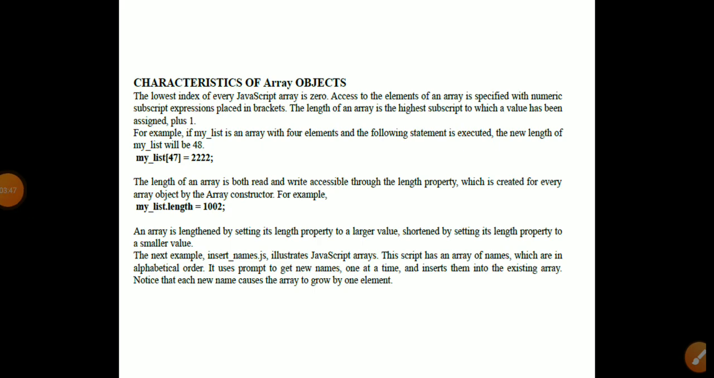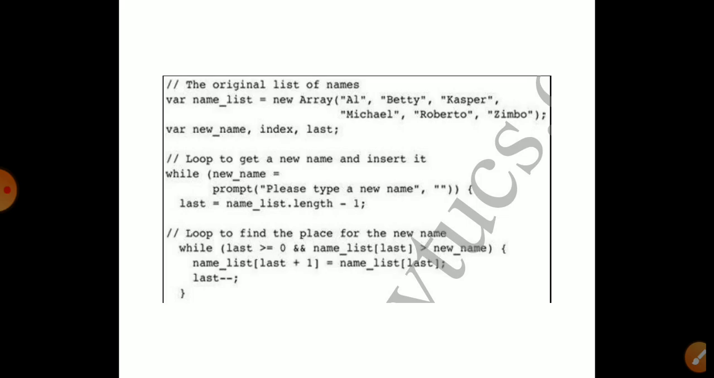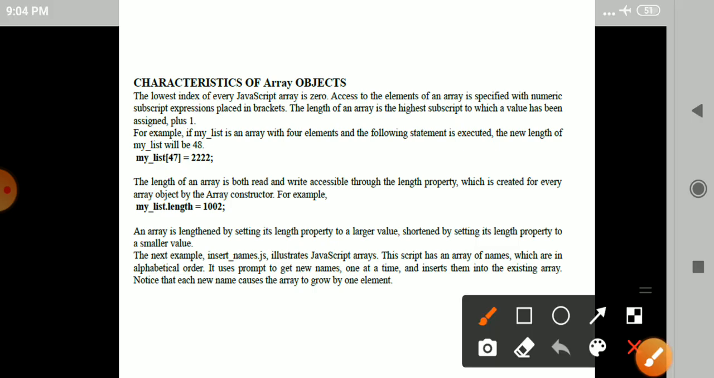Okay, so mainly the characteristics of an array: I can provide the index for it. You can check out here. The index part is considered here, and it is represented as my list. Okay, my list 47 is equal to 4222.